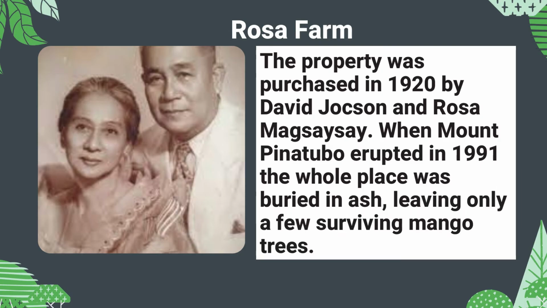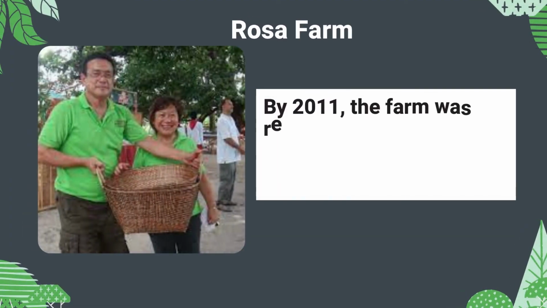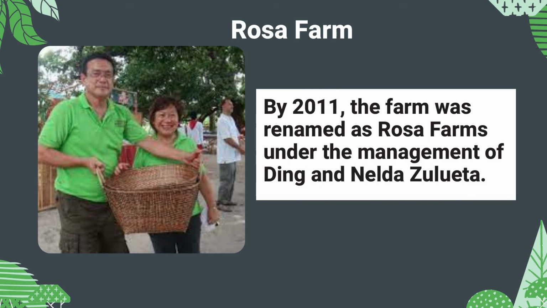When Mount Pinatubo erupted in 1991, the whole place was buried in ash, leaving only a few surviving mango trees. David and Rosa's grandchildren faced the devastation. With resilient spirit, they rehabilitated and developed the farm into a mango orchard. By 2011, the farm was renamed Rosa Farms under the management of Ding and Nelda Zulueta.